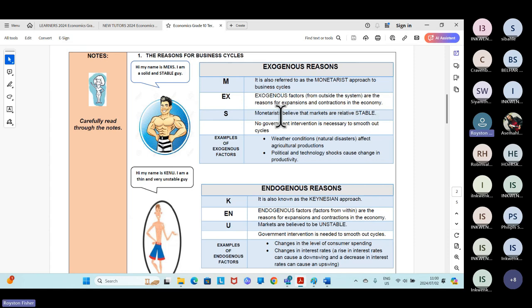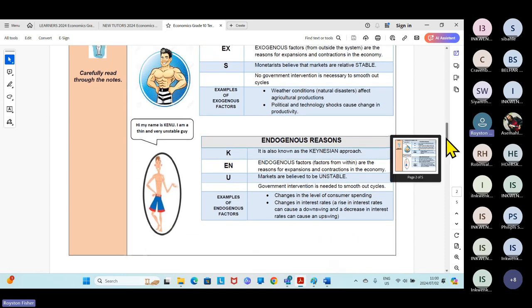And this, of course, would give us reasons for expansions or contractions for the economy to take place. For example, the oil price, that would be an exogenous factor because we cannot control it. And then they tell us here, monetarists believe that markets are relatively stable. And then if you look here, there is a visual figure there for you. It's basically there, they give you the name of the person, Mixes, and this person is now solid and stable.